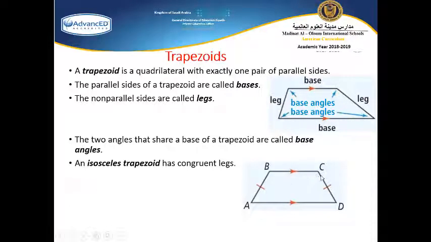The isosceles trapezoid has congruent legs. AB is congruent to CD. The two legs are congruent.